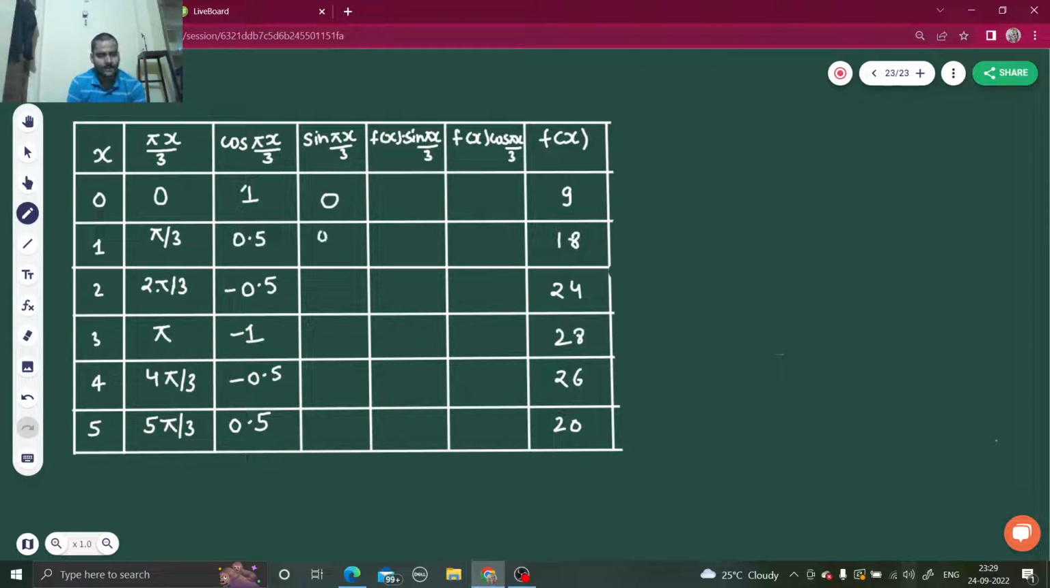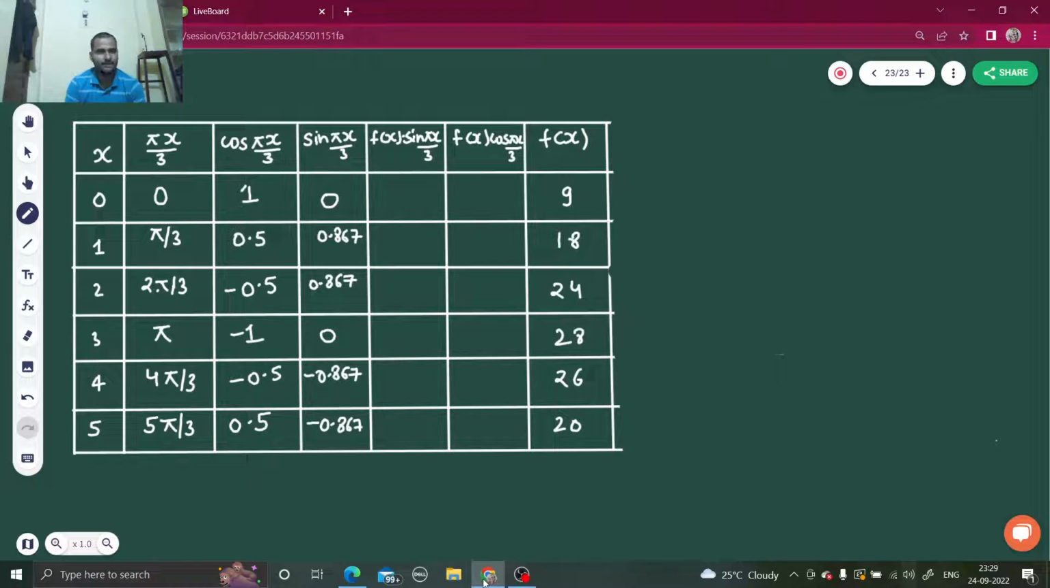Then we have 0.867. Then I have 0.867 again. Up to 2 decimals you can calculate. Then 0, then minus 0.867, sorry. And again minus 0.867.